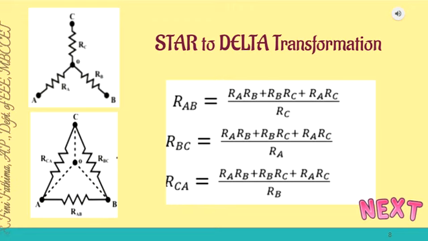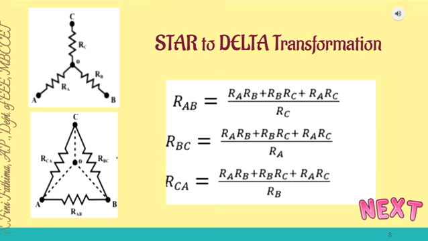Okay, so here, first I am considering RAB. When I am considering RAB, what is the sum of combinations? That is RARB plus RBRC plus RCRA, divided by the opposite one. That is, we have to find out RAB, isn't it? So the opposite one is RC. Here we have to find out RAB, so the opposite point is RC, so we have to divide it by RC.